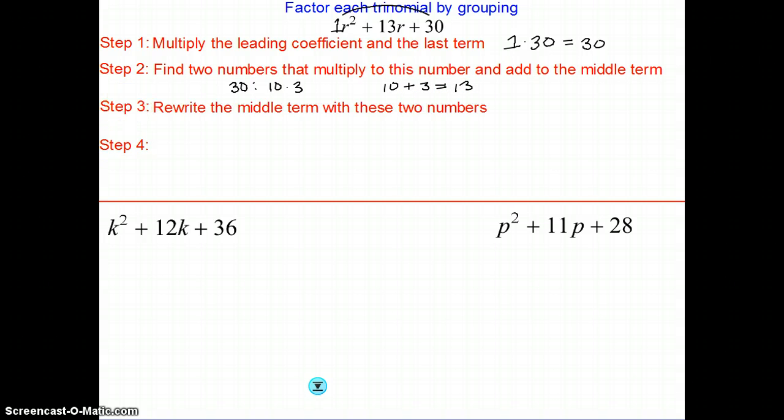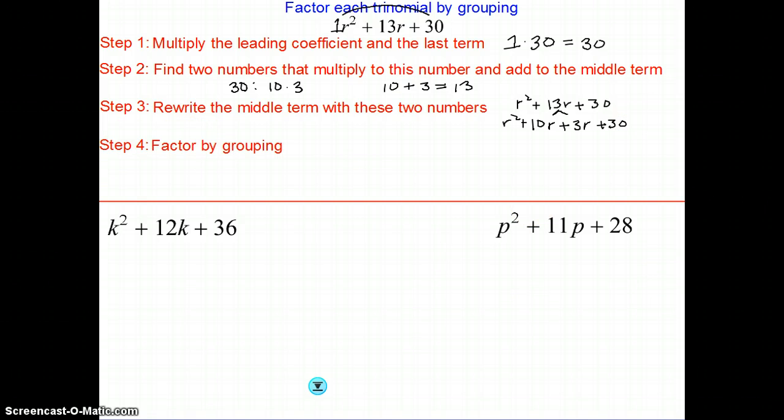Step 3, I'm going to rewrite the middle term with these two numbers. So all I'm going to do is break down this 13r into 10r plus 3r. So instead of r squared plus 13r plus 30, I'm going to break this down into r squared plus 10r plus 3r plus 30. It's the exact same thing, it just looks a little bit different.